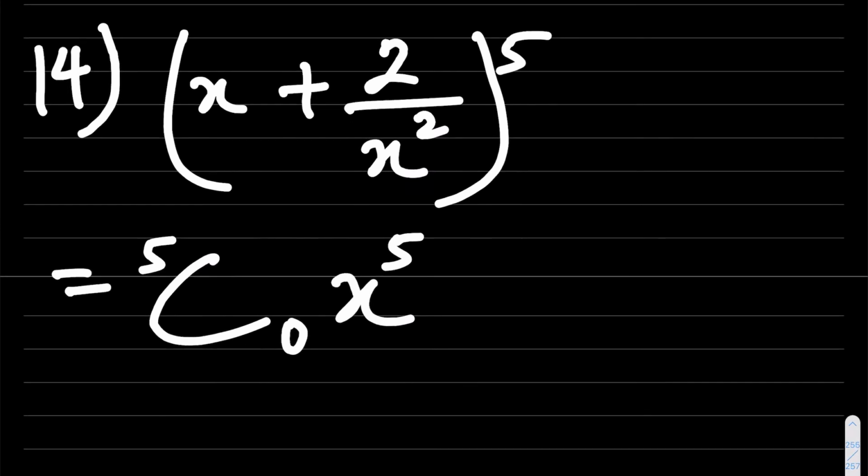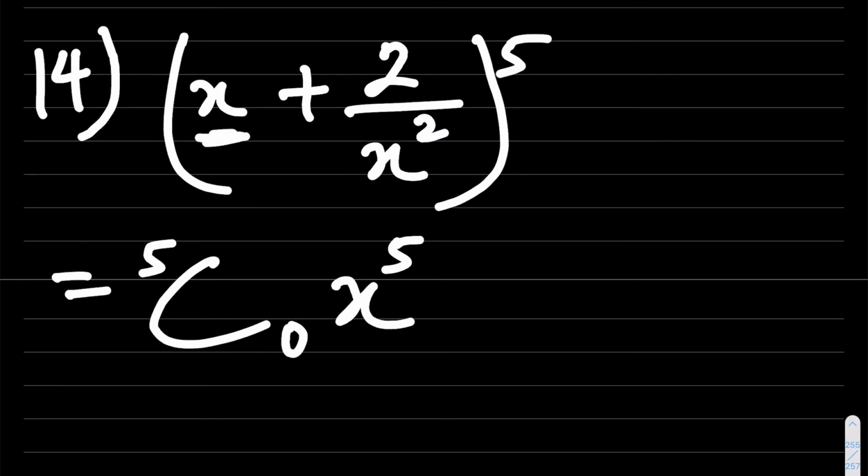We know that in this expansion, the power of x decreases across the expansion, while the power of 2 over x squared increases across the expansion. So the power of x starts from 5 and decreases until it gets to 0, while that of 2 over x squared starts from 0 and increases until it gets to 5.